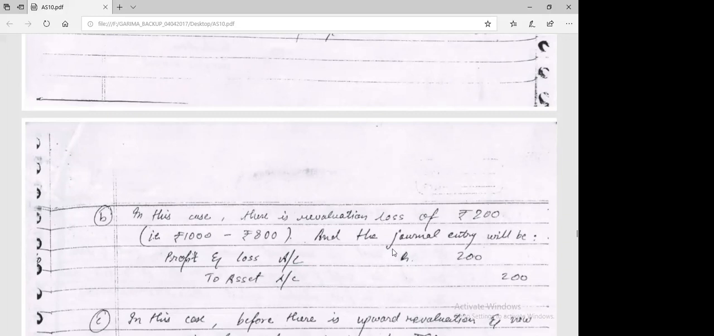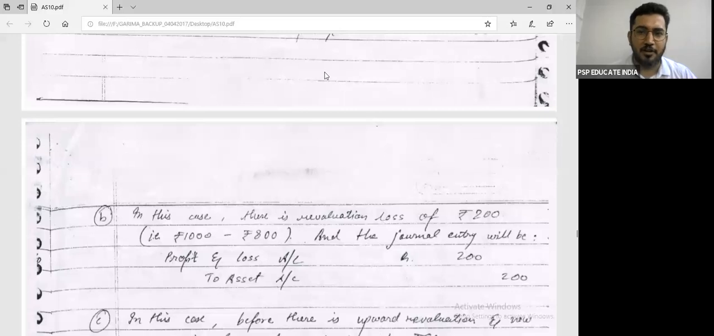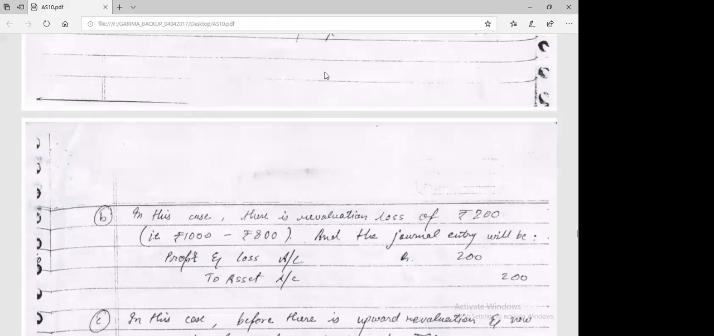Look at the solution. In this case, there is a revaluation loss of 200 and the journal entry will be profit and loss account debit to asset account. Right? Are you clear? Yes, sir. Okay. Thank you, Manav.